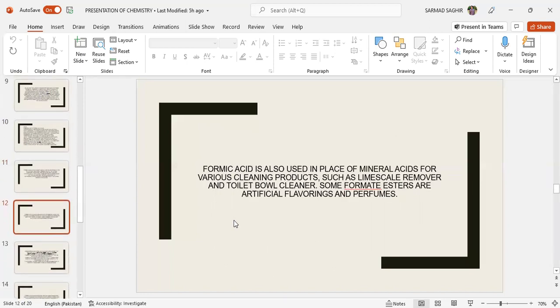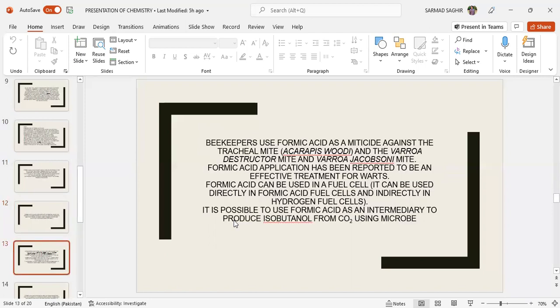Formic acid is also used in place of mineral acids for various cleaning products such as limescale remover and toilet bowl cleaner. Some formic esters are artificial flavorings and perfumes. Beekeepers use formic acid as a miticide against the tracheal mite and the varroa destructor mite. Formic acid application has been reported to be an effective treatment for warts.